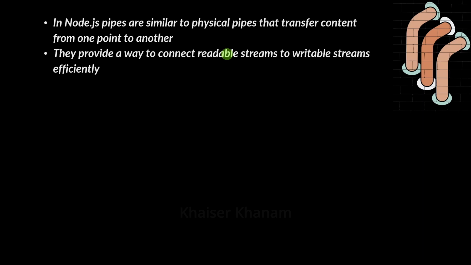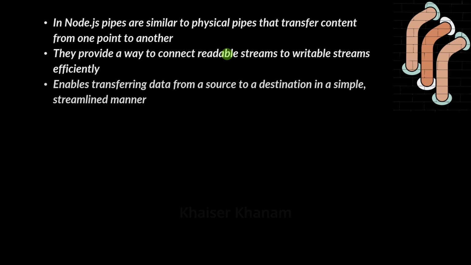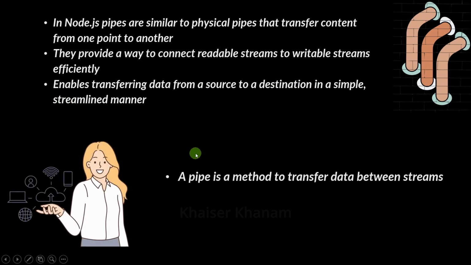Whatever code we wrote earlier for reading the data and then writing the data, using pipe we can easily connect the readable stream and the writable stream and get the result. It enables transferring data from a source to a destination in a very simple and streamlined manner. In technical terms, pipe is a method using which we can transfer data between streams.